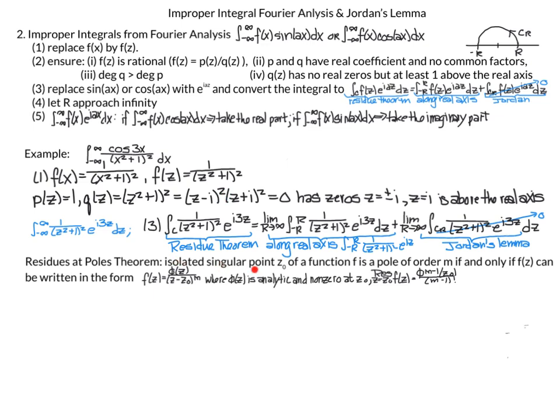So we have an isolated singular point z naught of a function f is a pole of order 2 in this case, if and only if f of z can be written in the form f of z is equal to phi of z over z minus z naught, in this case to the 2, where phi of z is analytic and non-zero at z naught. Then the residue at z equals z naught of f of z is equal to the m minus 1 derivative of phi at z naught divided by m minus 1 factorial.